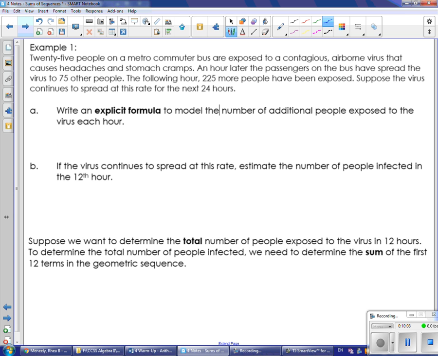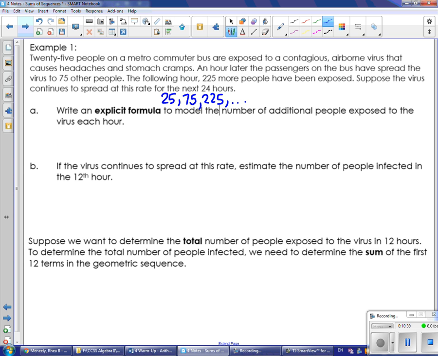So let's think about this for a second. We had 25 people the first hour. We had 75 people the second hour. And then we had 225 people the third hour. And that's just the new cases of people that have been exposed. That's not the total number that have been exposed, which is another quantity that we're going to want to look at today. So if that's my sequence, and I know it's going to continue, that's what those dots represent. It just means that it's going to keep continuing to spread.